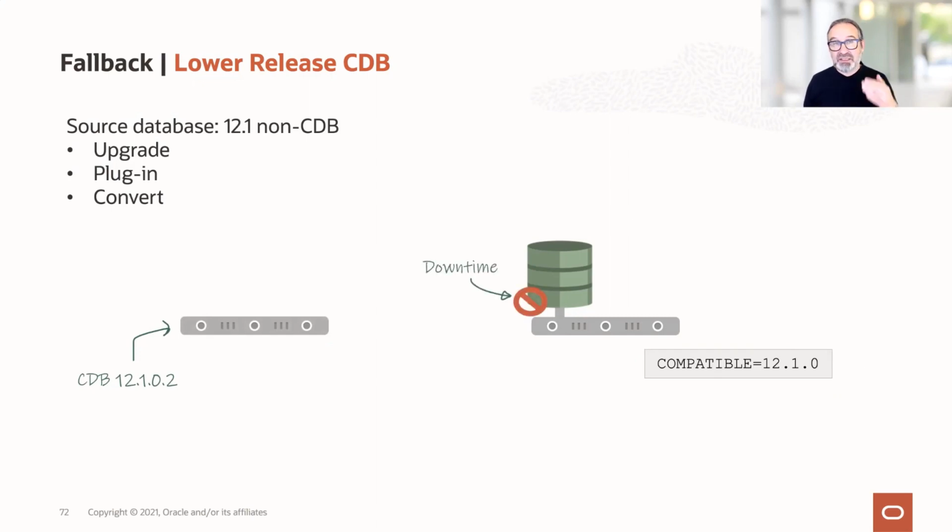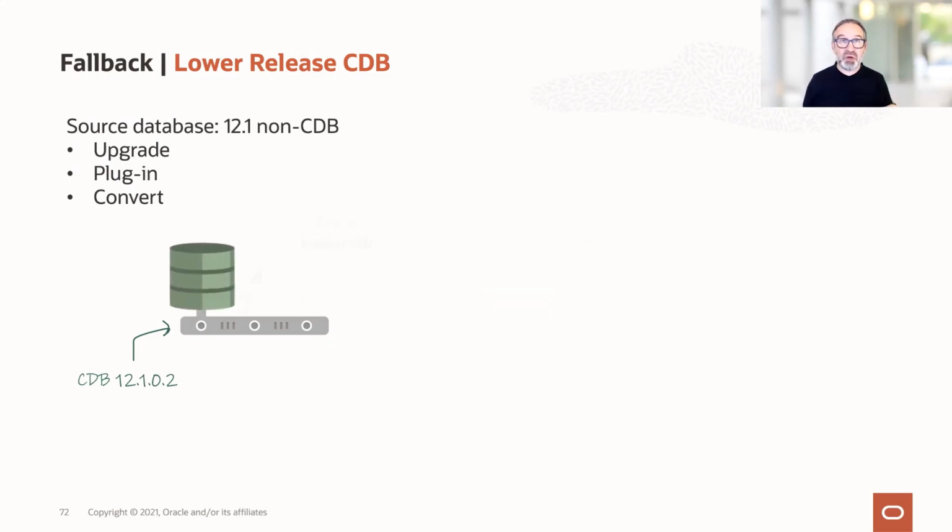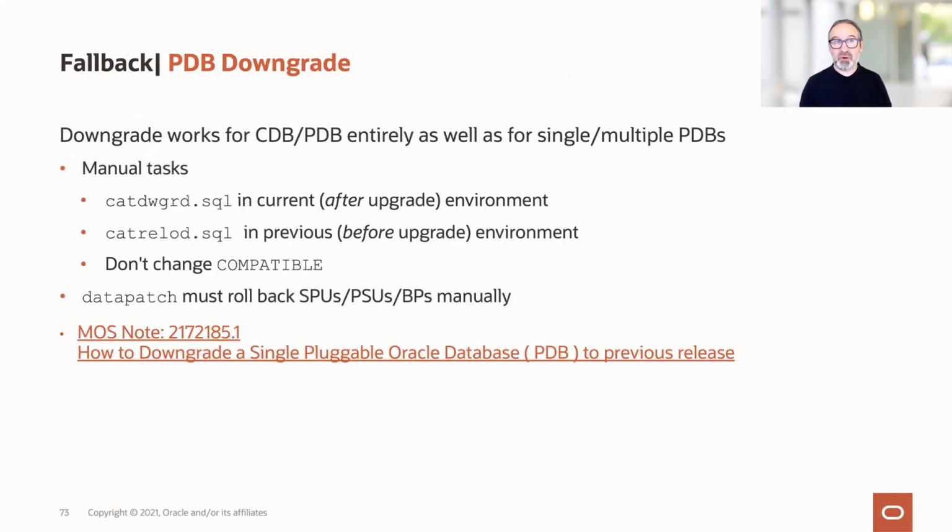And now we can stop the application. Then we run the downgrade script. It's called catdwgrd in the pluggable database. And once this is finished, we unplug and we plug into our source. Then we run catreload, and then the downgrade is finished. Now you would say, oh, wait, I'm not back in non-CDB. You're right. You're not back in a non-CDB environment, but you are back in the old version, and the downgrade is very fast.